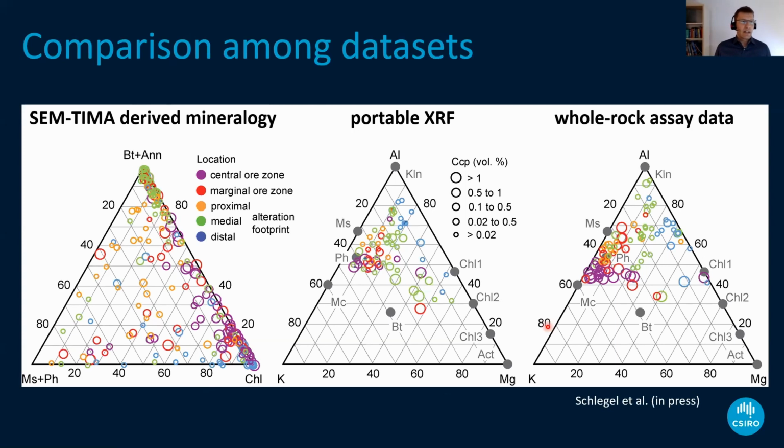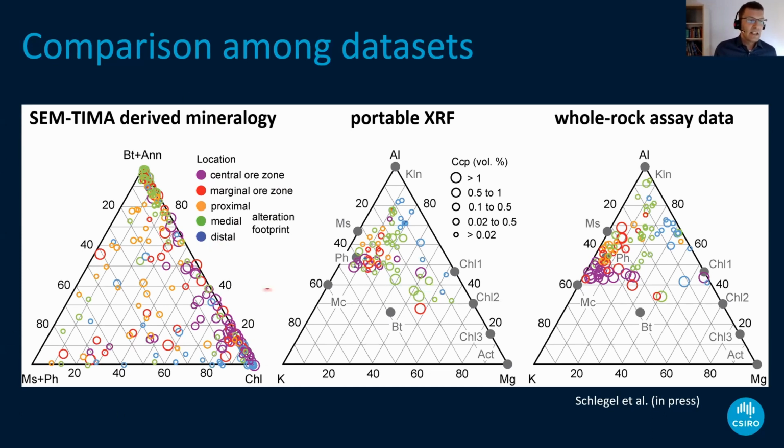This slide shows a combination of different data sets. On the right ternary diagram, we see the mineralogy derived by SEM-TIMA with biotite and annite summed together. And we have chlorite and muscovite plus phengite. And the color code represents the position of the sample within the alteration footprint. So purple is samples from the central ore zone, whereas blue are samples from the distal alteration footprint, either at the very top of drill hole 691 or in the region.